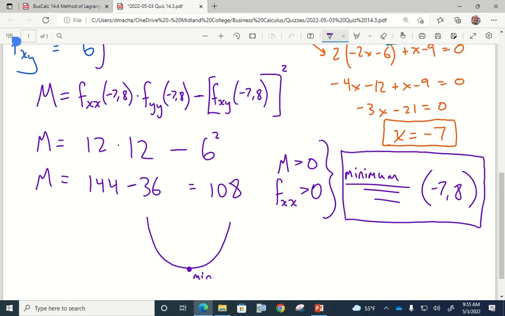Again, this is going to be super important for your final exam. Understanding what we just did here, there's going to be a question just like this on the final, where it's going to ask you about the derivatives, it's going to ask you to find critical points, and it'll ask you to characterize your critical points.